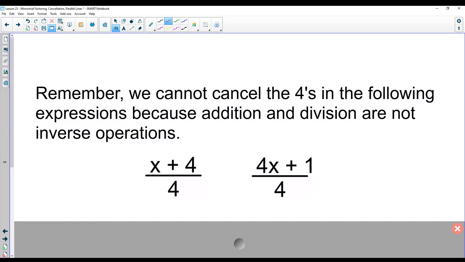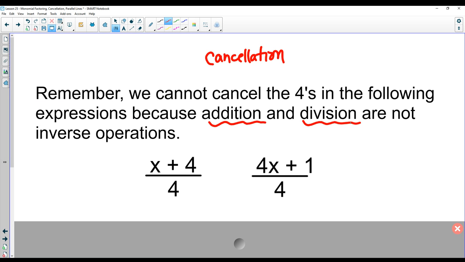All right, let's talk about cancellation. Proper cancellation, here we go. Let's read together. Remember, we cannot cancel the 4s in the following expressions because addition and division are not inverse operations.